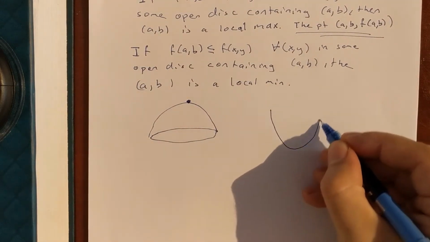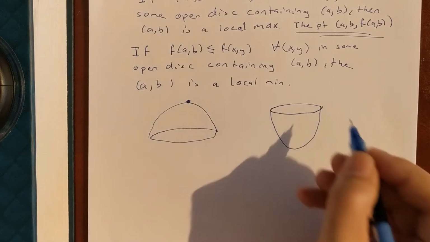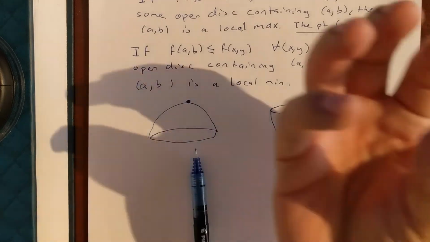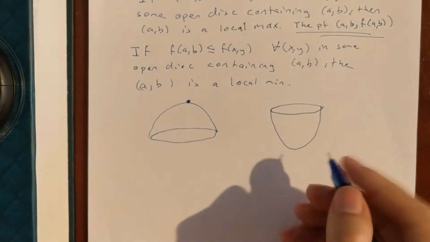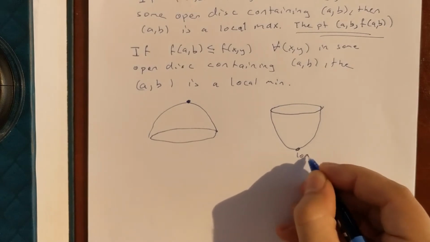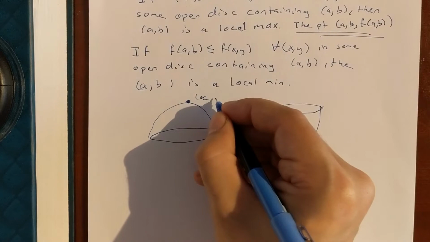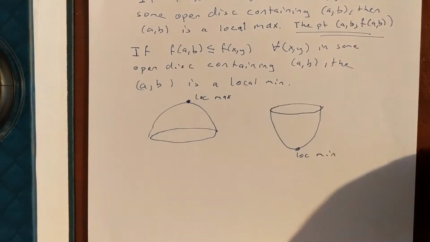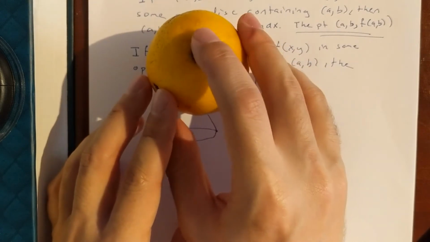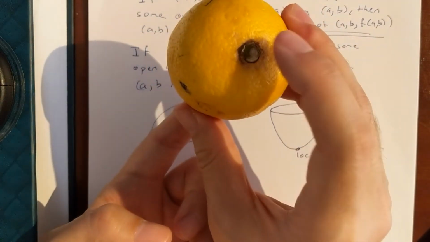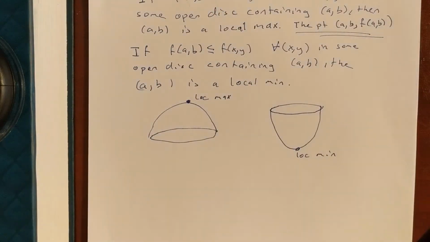And if you do it the other way around, something like this, it's open down, like this. This is a maximum, and this is going to be a minimum. This point here would be a local min, and this would be a local max. So if we look at our old trusty lemon here, the top point would be the max, and the bottom point would be the min. Basically, that's what it would be.